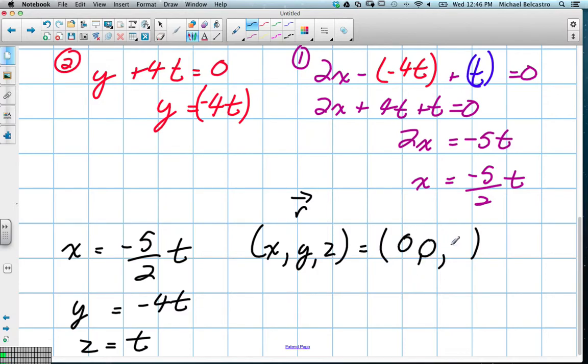Zeros. The origin. If you look here, there isn't a constant in any of these. So one of the points on this line is the origin. And our direction vector, I should say, not our other point, is negative 5 over 2, negative 4, and 1. Okay? So this is an equation for the line where the two planes intersect.